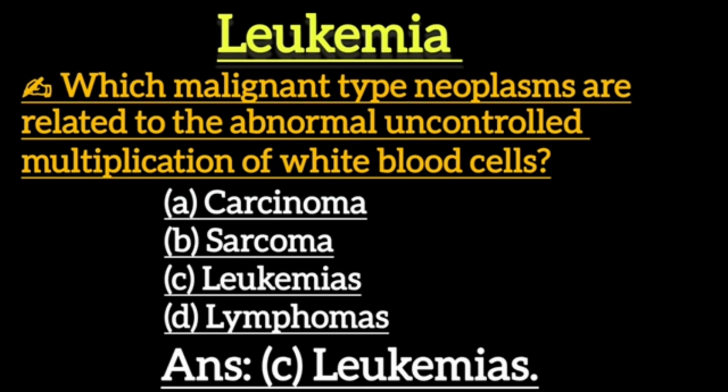First question is, which malignant type neoplasms are related to the abnormal, uncontrolled multiplication of white blood cells? Option A, carcinoma. Option B, sarcoma. Option C, leukemias. Option D, lymphomas. Correct answer is option C, leukemias.